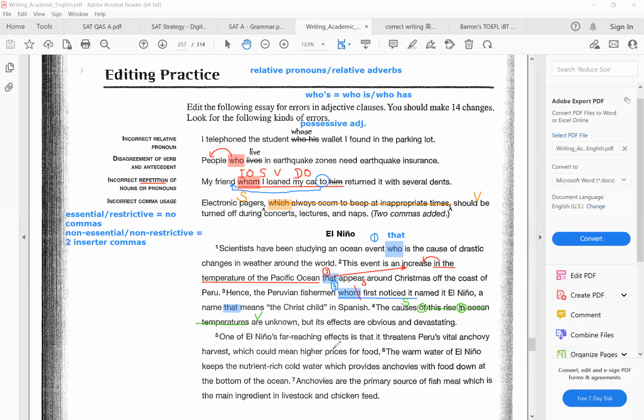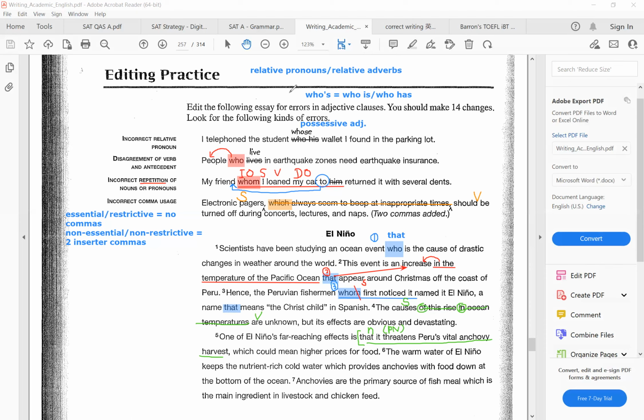One of El Nino's far-reaching effects is that it threatens Peru's vital anchovy harvest. So keep in mind that this is not a relative pronoun. So what is this thing? This is actually our noun clause functioning as a predicate noun, right? This is the same sentence structure as I am a teacher. Or you can say that the earth is round or that the earth is elliptical is a fact, all right?